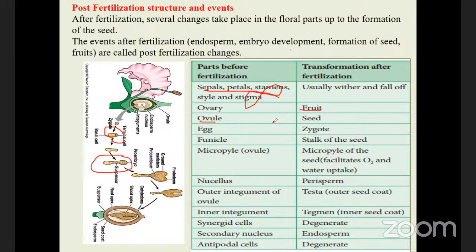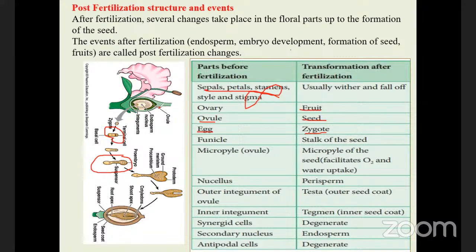Ovule will become the seed. The egg cell will become the zygote after syngamy. Egg will become zygote. Ovule will become the seed. And the ovary will become the fruit.